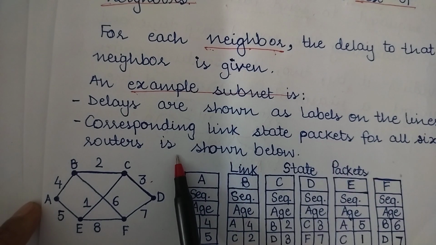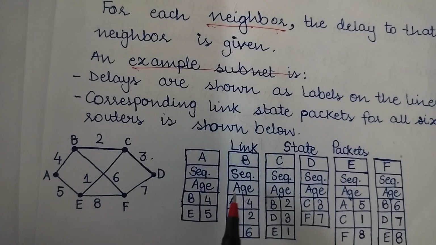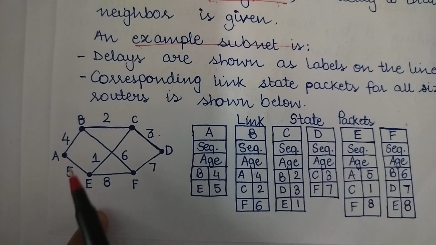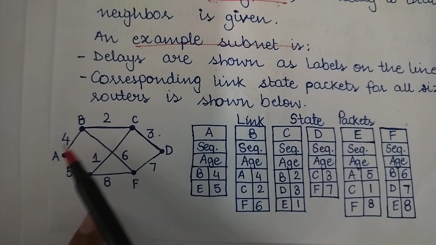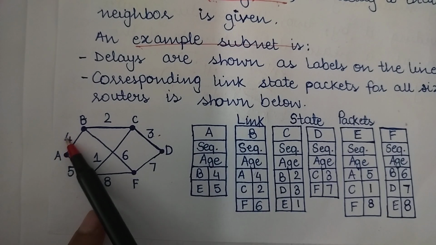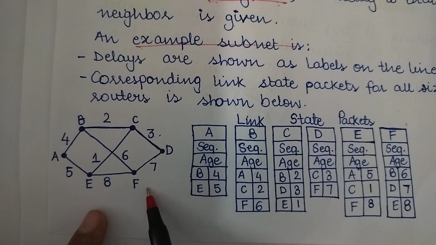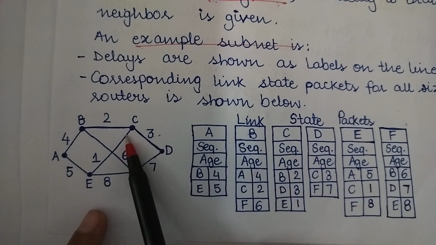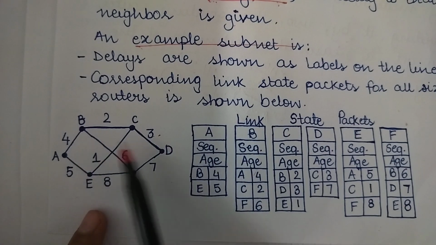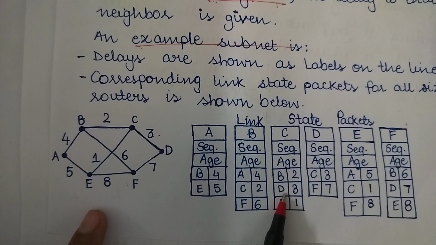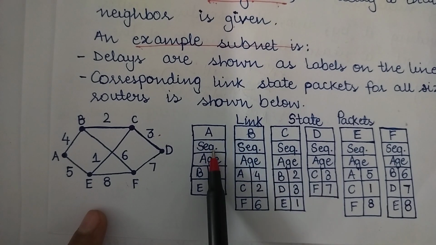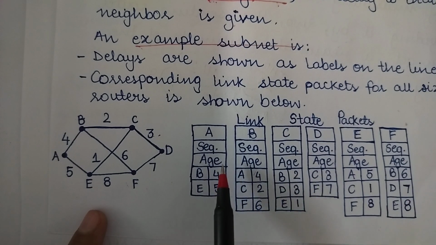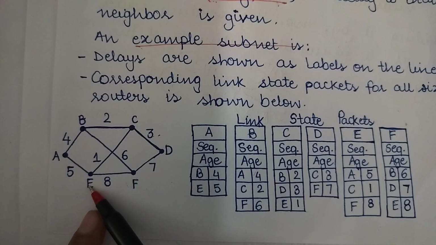Corresponding link state packets for all 6 routers are shown below, right? So the link state packets for all the routers are here. Like this is router A, B, C, D, E, F. The delays or cost from one router to another are shown in the form of these labels, which are 1, 2, 3, 4, 5, 6, 7. And the link state packets for all these routers, whether it is router A or router B, are shown here. So if you can see, the link state packet for router A is here. The sequence number would be provided for that particular router. The age of that particular router would be provided. Then which two routers are the neighboring routers of this router A?